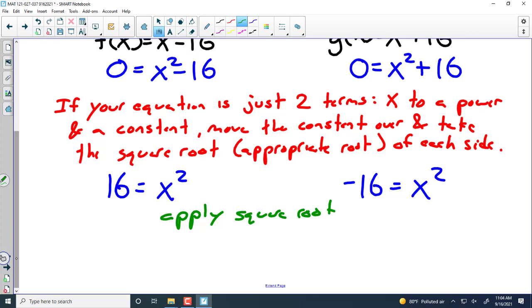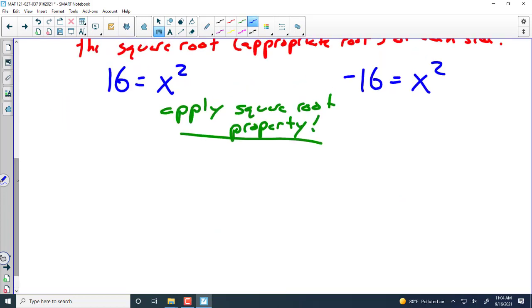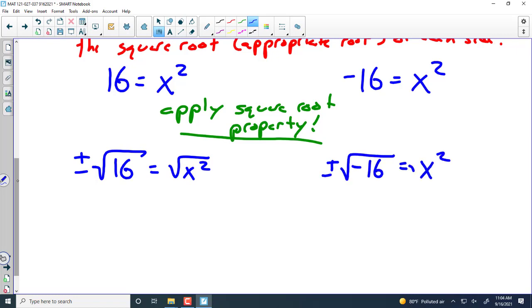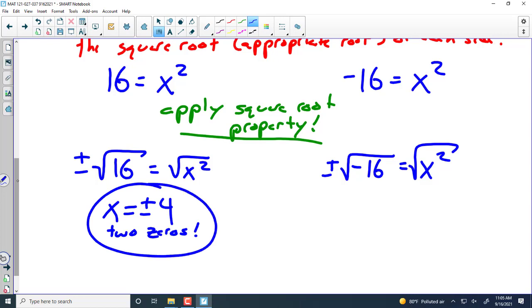Apply the square root property. Yeah, I'm terrible because all the time I'll say take the square root of both sides, but that's not really what you're doing. You're applying the square root property. It looks like you're taking the square root of both sides, but there are subtle differences. So this becomes plus or minus the square root of x squared equals plus or minus the square root of negative 16. What's the square root of 16? 4. So this ends up being x equals plus or minus 4. That's two answers, everyone, plus 4 and minus 4.